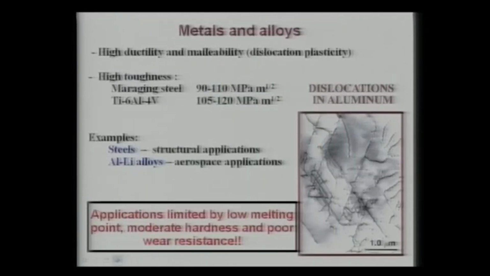Now some of the alloys used as biomaterials, like titanium 6 aluminum 4 vanadium, have extremely high toughness, like 105 to 120 megapascal square root meter, and most of the ceramics have a toughness of less than 10 MPa square root meter. So some of the metals used in biological applications can have one order of magnitude higher fracture toughness than their competing ceramic based materials. However, these applications are limited by the moderate hardness and poor wear resistance of the metals.